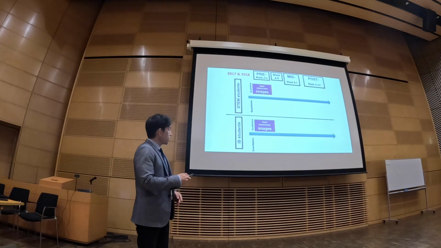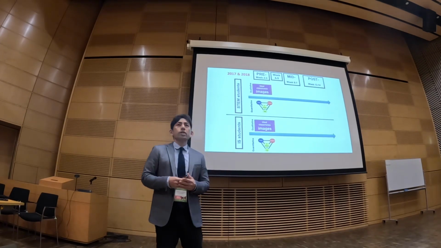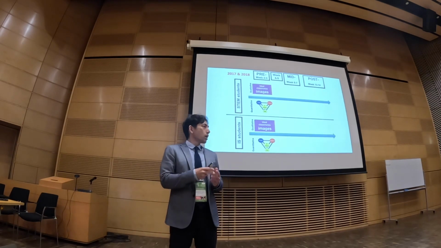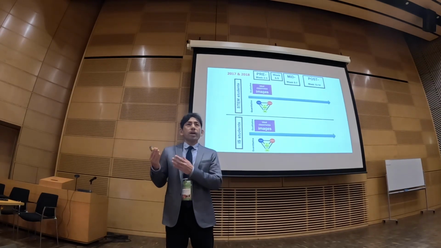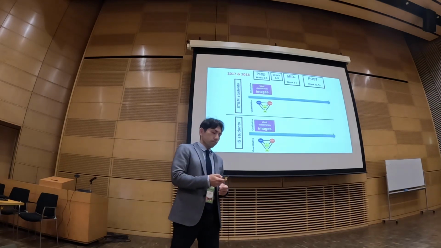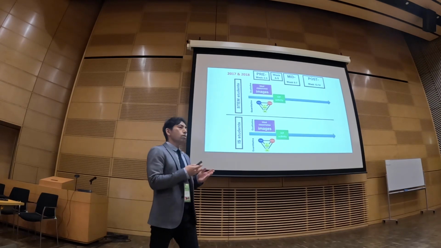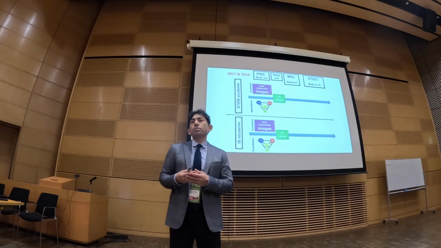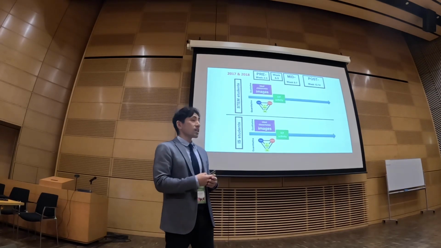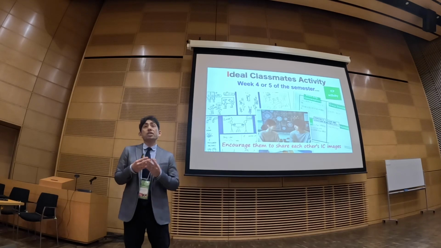Also, at the beginning of the semester, we measured quantitatively their English learning motivation. As Joe mentioned, we measure it in a 3-month time frame: past, present, and future. And in week 4 or 5, in each of our classes, we offered different types of ideal classmate priming activities to encourage them to share each other's ideal classmate images.